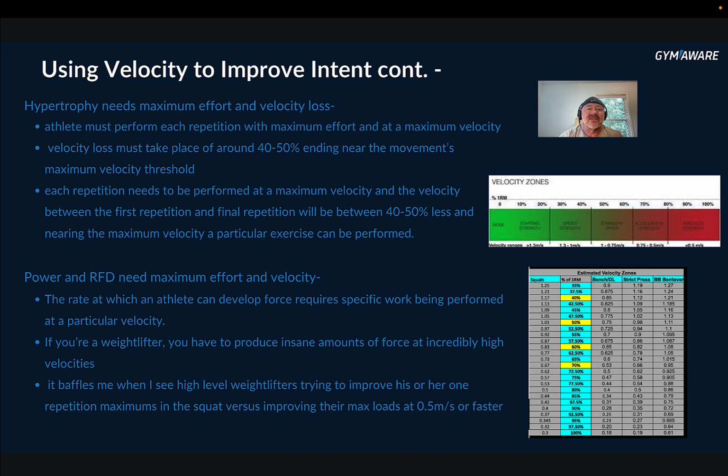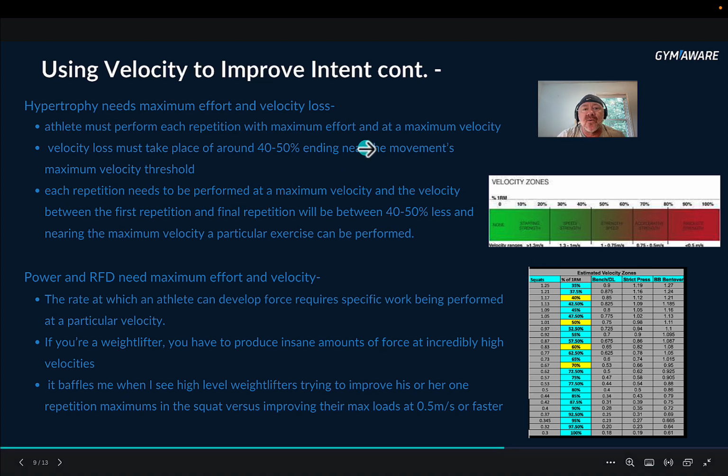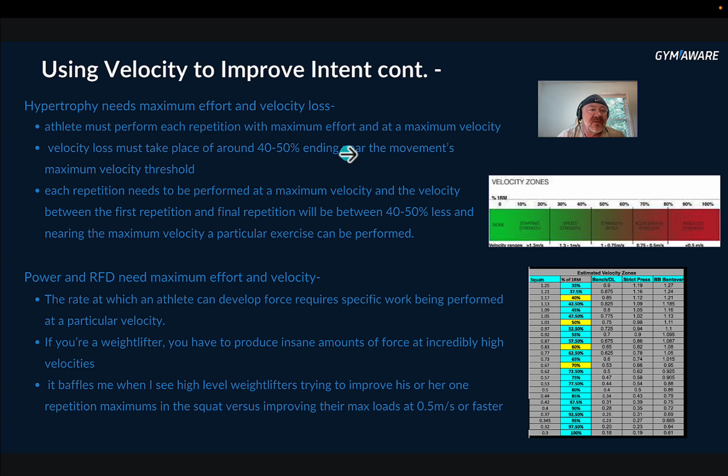And that's talking about the first rep as it relates to the final rep. There's going to be about a 40 to 50% velocity loss with typical loads that people use for hypertrophy. So each repetition needs to be performed at a maximum velocity, and the velocity between the first and final rep will be between 40 to 50% slower, nearing the minimum velocity a particular exercise can be performed at. So you're going to start to hit that minimum velocity threshold.